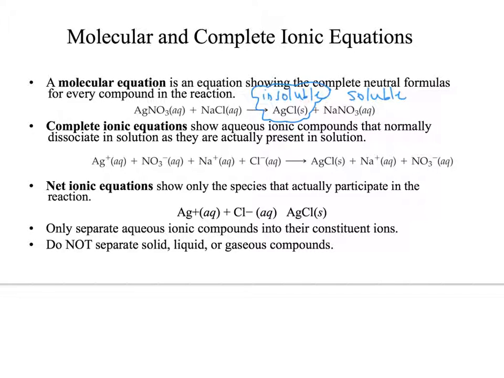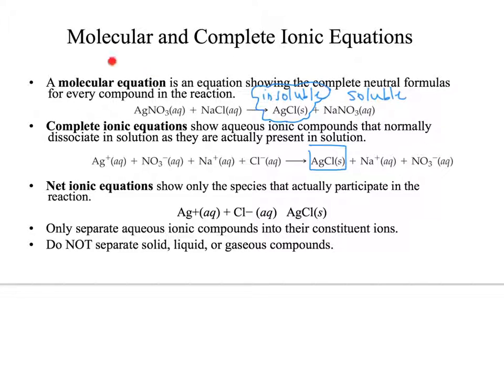For silver chloride, that's a solid and it's insoluble, and in complete ionic equations you're going to keep that compound together. We will only separate our soluble, our aqueous compounds. So where silver chloride is a solid and it's insoluble, it stays together in a complete ionic equation. And then our sodium nitrate, it is aqueous, so we're going to disassociate its ions to show that it's dissolving. So we'll have sodium aqueous and our nitrate, which is also aqueous.